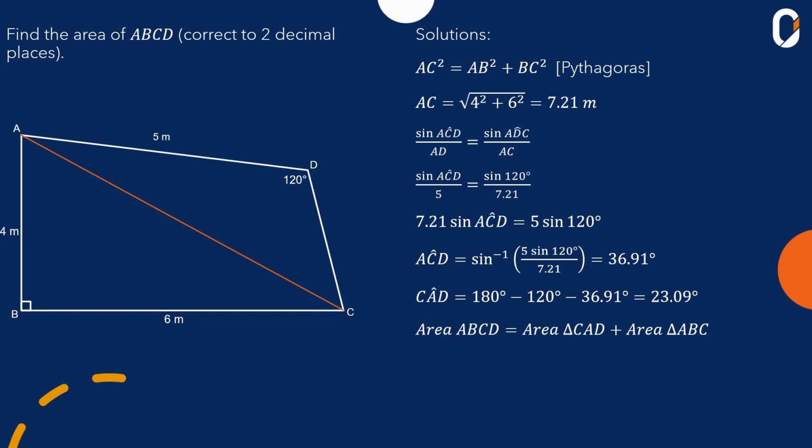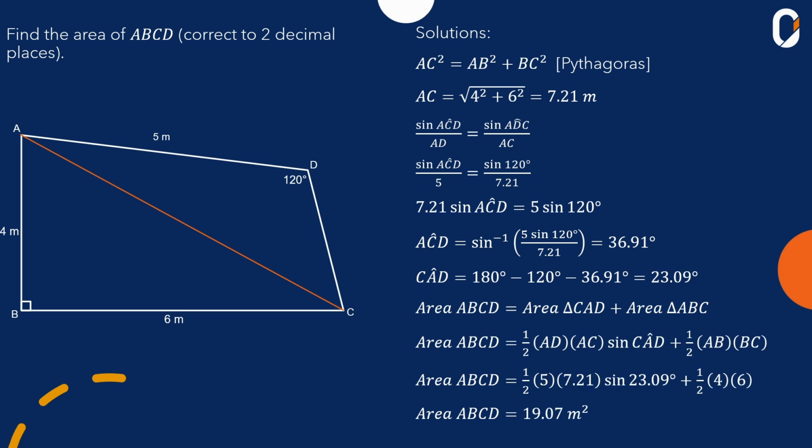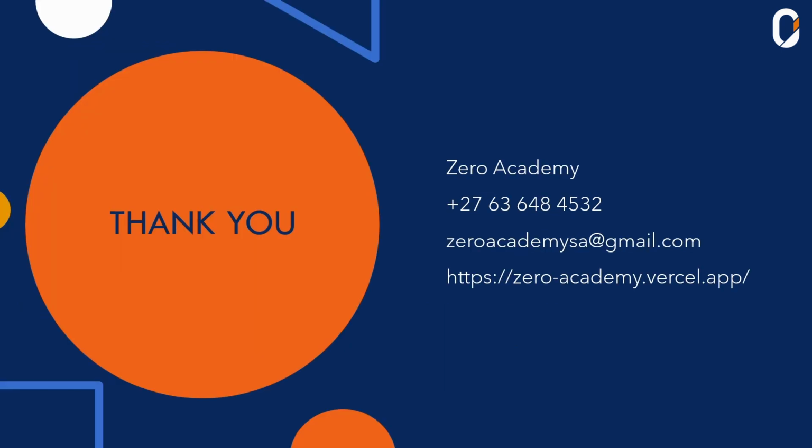And now I'm going to say area of ABCD is equal to area of triangle CAD plus area of triangle ABC. So area of ABCD is equal to 1 over 2 AD AC sine of CAD, that is applying the area rule, plus 1 over 2 base times height on the right-angled triangle, AB multiplied by BC. Substituting in my values, I will have area of ABCD is equal to 1 over 2 times 5 multiplied by 7.21 multiplied by sine of 23.09 plus 1 over 2 times 4 multiplied by 6, and that will give me an area value of 19.07 meters squared.